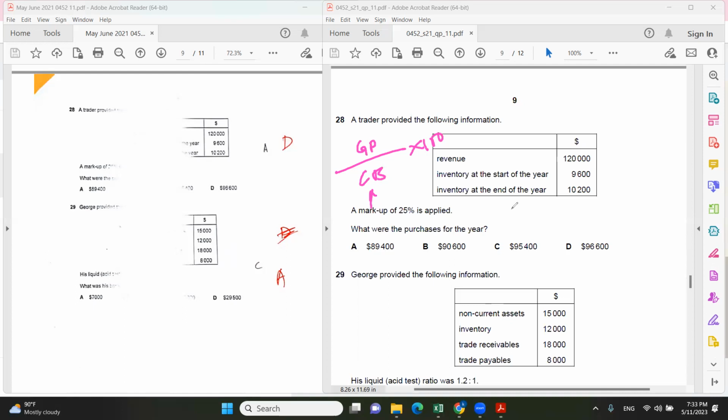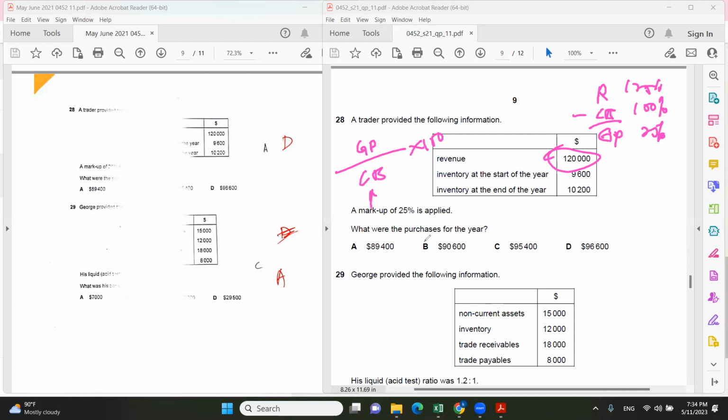So we have, what was the purchases? We take the revenue minus cost of sales, we get the gross profit. Okay, and then this is 100%, this is the 25%, and our revenue will be 125%. 125 minus 100, you get 25.